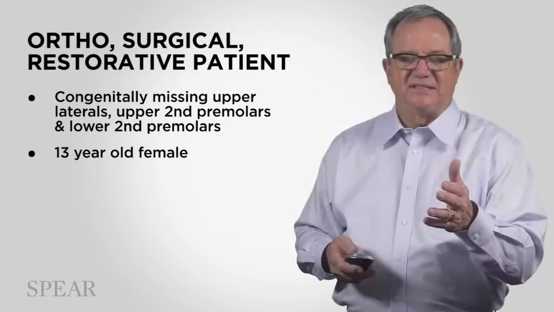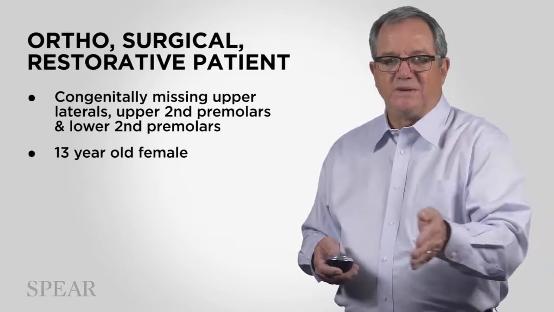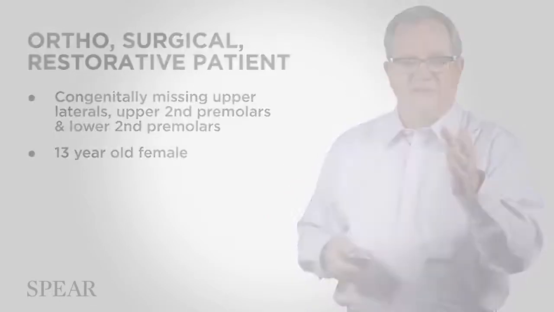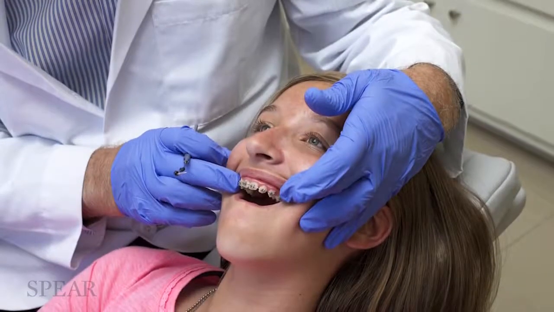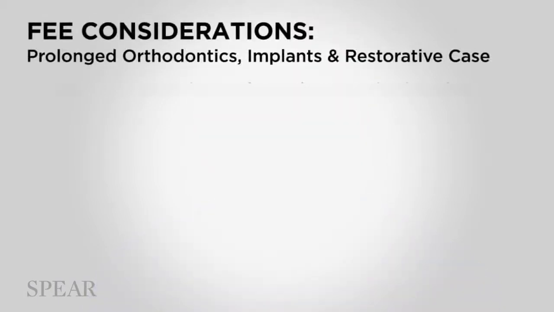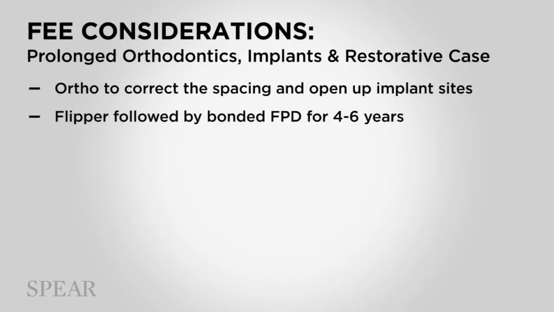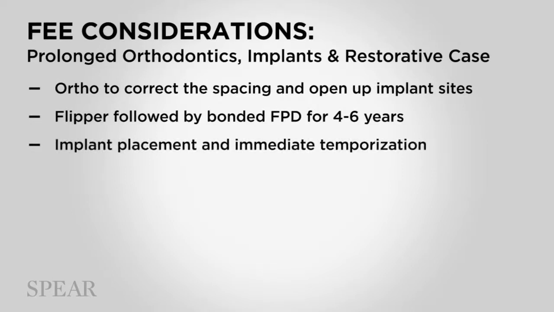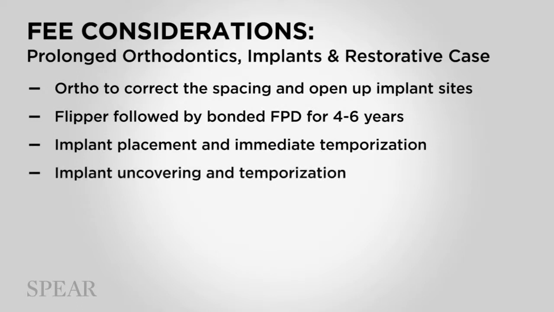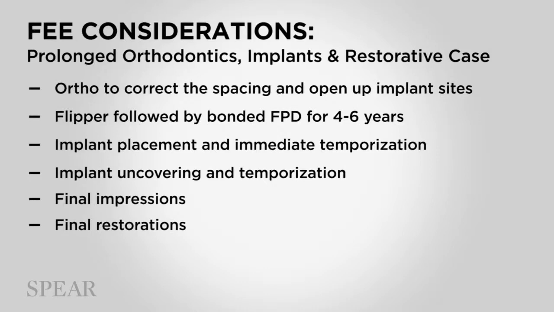And obviously at age 13, it's going to be a reasonably long road between when she starts orthodontics and when treatment gets completed. And so the kinds of things that I would like to think about in this patient is, I know we're going to need ortho to open up space. Ideally, I'd like to replace all those teeth with implants. There's going to have to be some temporization done for potentially 4 to 6 years. Then we're going to have to talk about, so what happens when the implants are placed? Is it immediate temporization? Is it a more delayed approach, et cetera? And then final impressions and ultimately final restorations.